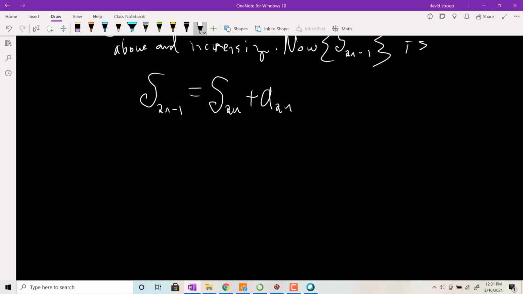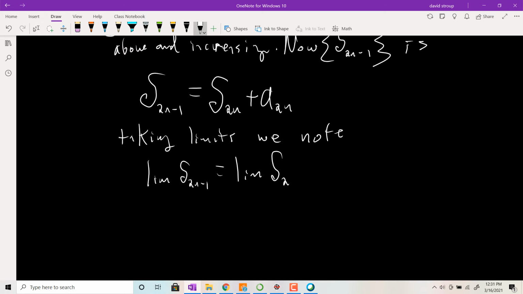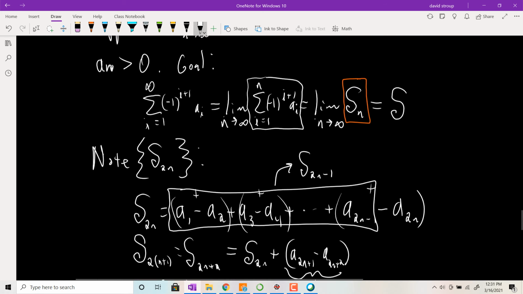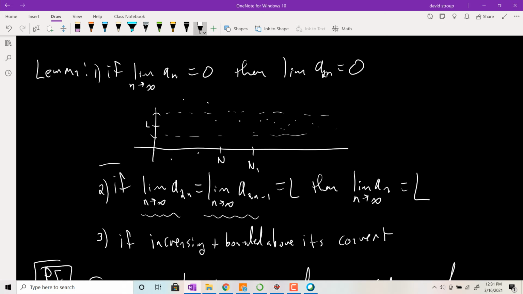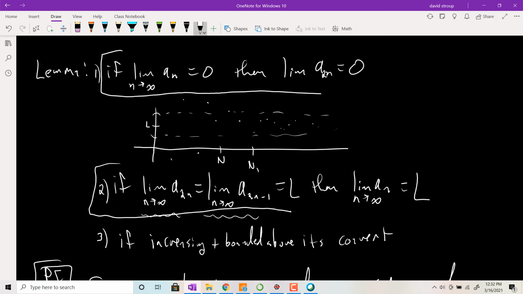And then we can take the limit on both sides. Taking limits, we note the limit of s sub 2n minus 1 equals the limit of s sub 2n plus a sub 2n. And we know both of those limits converge. Basically, a sub 2n will converge because a sub n converges, and that was the first fact. This comes from the supposition that the limit of a sub n equals 0.